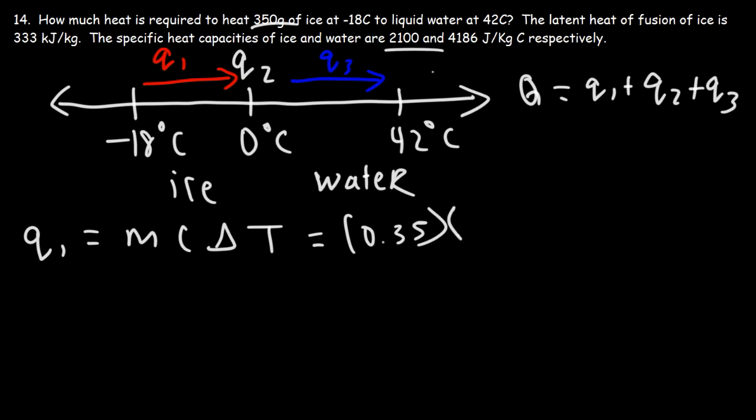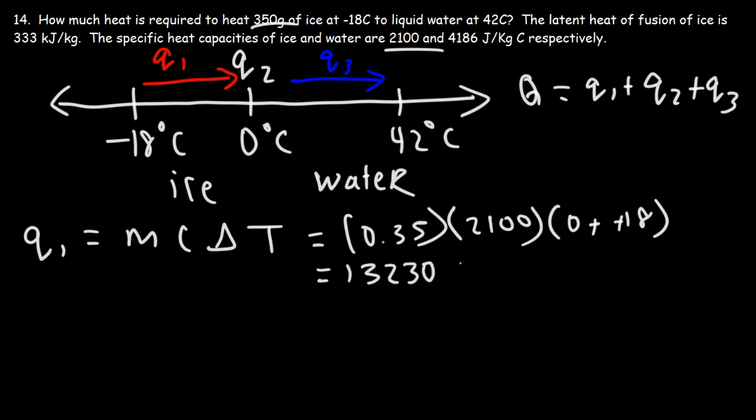The specific heat capacity for ice is 2100. The change in temperature is going to be the final temperature minus the initial temperature. So that's 0 minus negative 18, which is just going to be positive 18. So 18 times 2100 times 0.35 is 13,230 joules. Now let's divide that by 1,000 to convert it to kilojoules. So Q1 is 13.23 kilojoules.